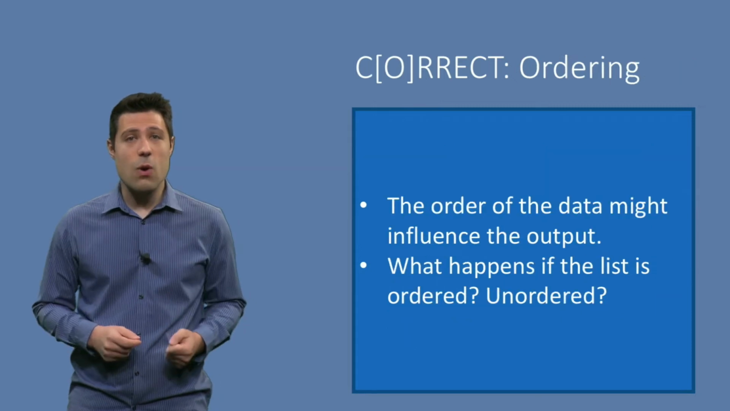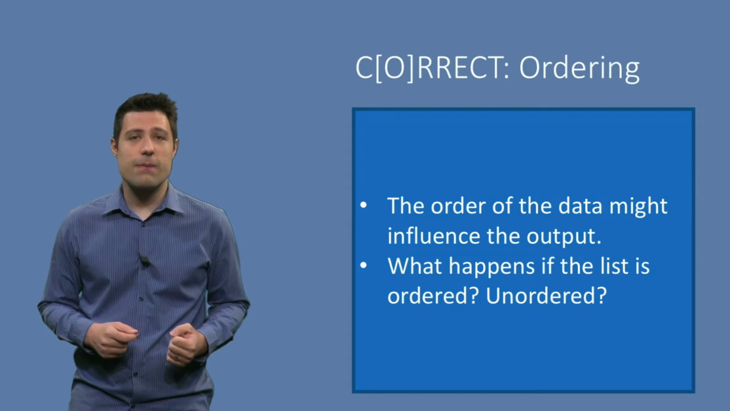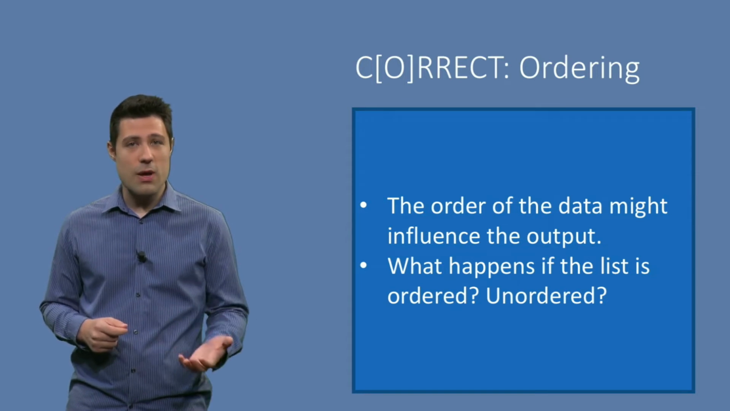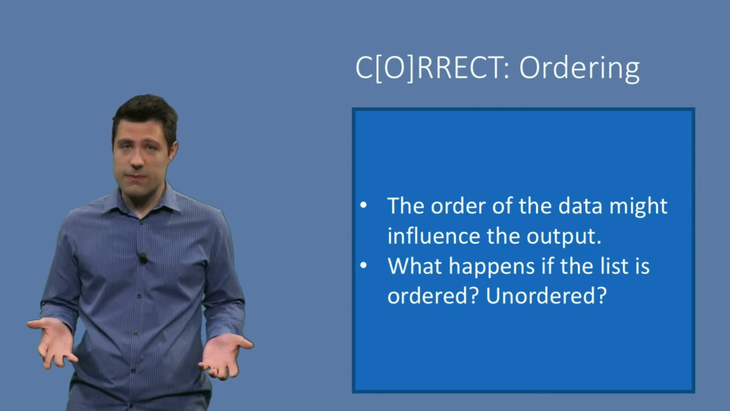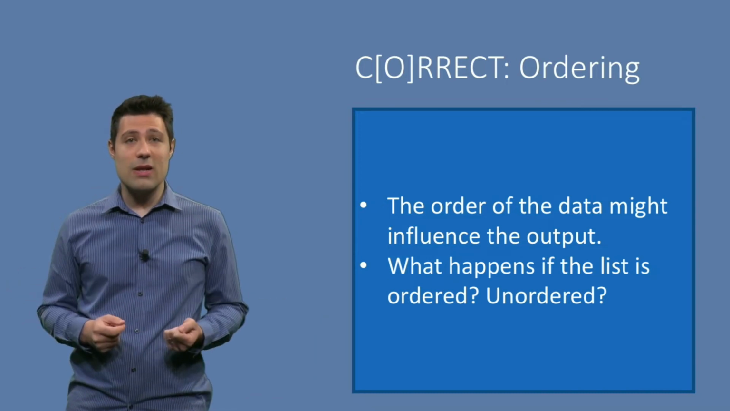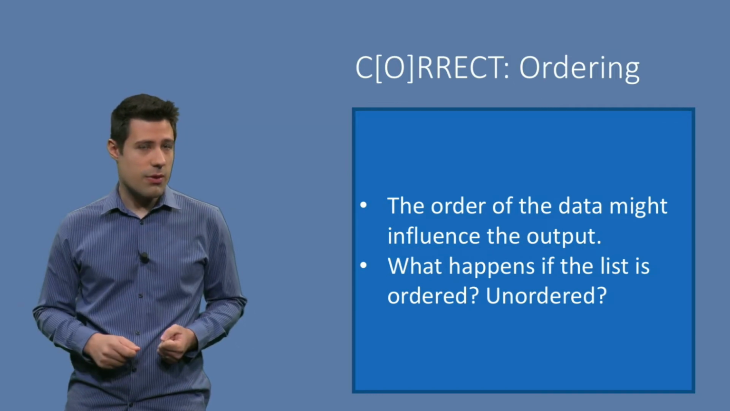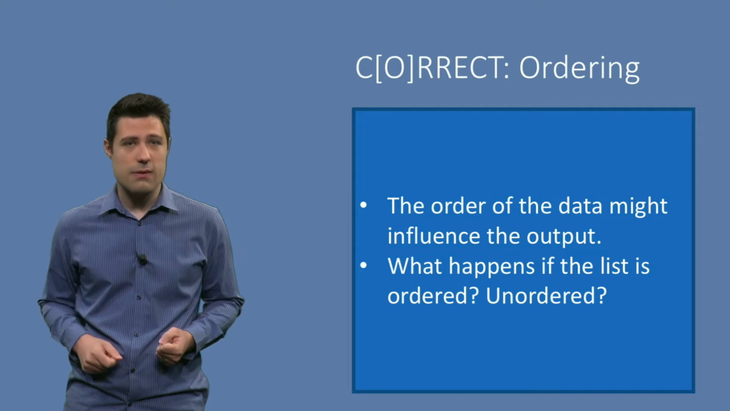Then O is for ordering. The order of data that you receive might influence the output. For example, let's suppose you have a program, and this program receives a list. What happens if this list is already ordered, or if the list is unordered? Maybe this should not influence the results of your algorithm. This means test for it.